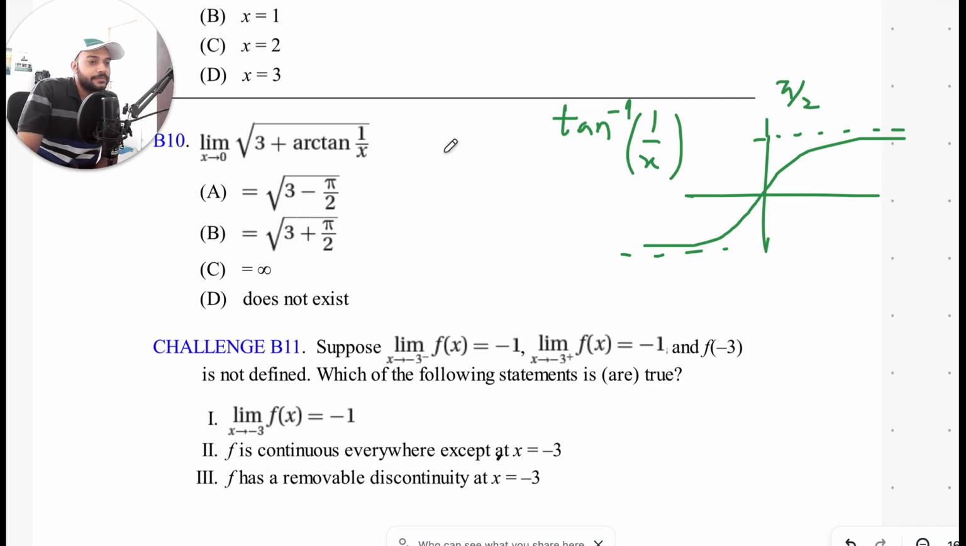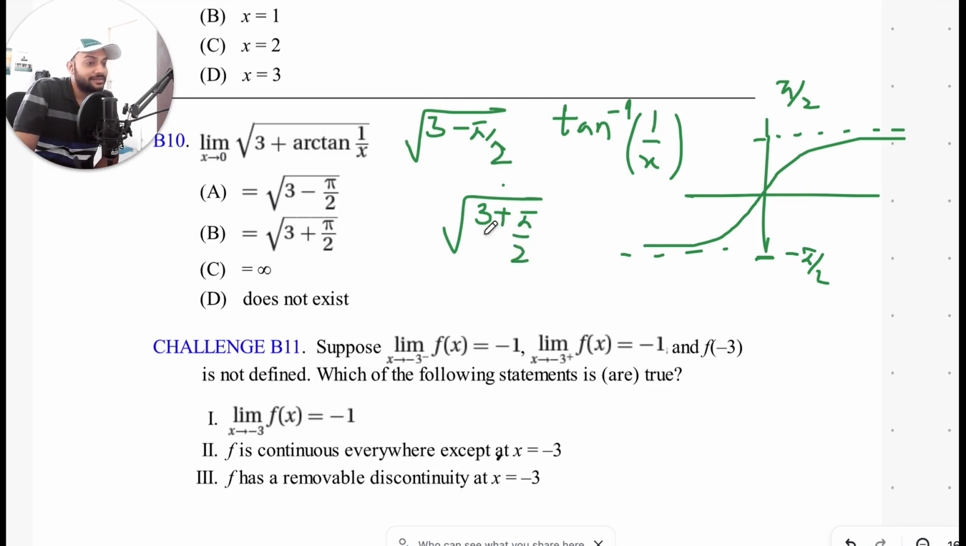Okay. So let's cross verify once more. We'll check for both sides, since these are two different values: pi by 2 for positive infinity, negative pi by 2 for negative infinity. So when x tends to 0 minus, the left hand limit, it's going to be negative infinity. Negative infinity is negative pi by 2. So square root of 3 minus pi by 2. This is the left hand limit. Right hand limit, 0 plus, that's positive infinity. So square root of 3 plus pi by 2. The limit does not exist because these are two different values for the left hand and right hand limit. So option D, does not exist.